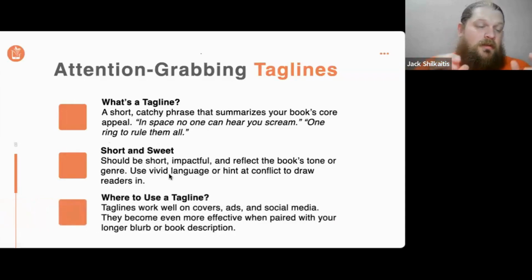And how you use a tagline is different than how you might use a blurb. A tagline can work on a book cover. It can work well in ads or on social media. It can work well in a lot of different contexts because it's short and you can put it in a lot of different places, where your blurb might not fit. Your blurb might be too large, and they become even more effective when you pair them with a longer blurb or book description, right?